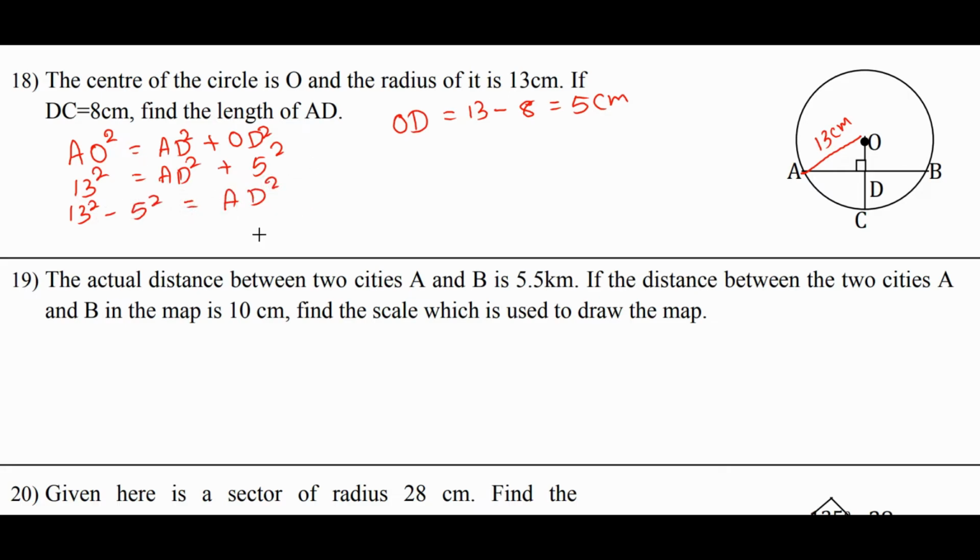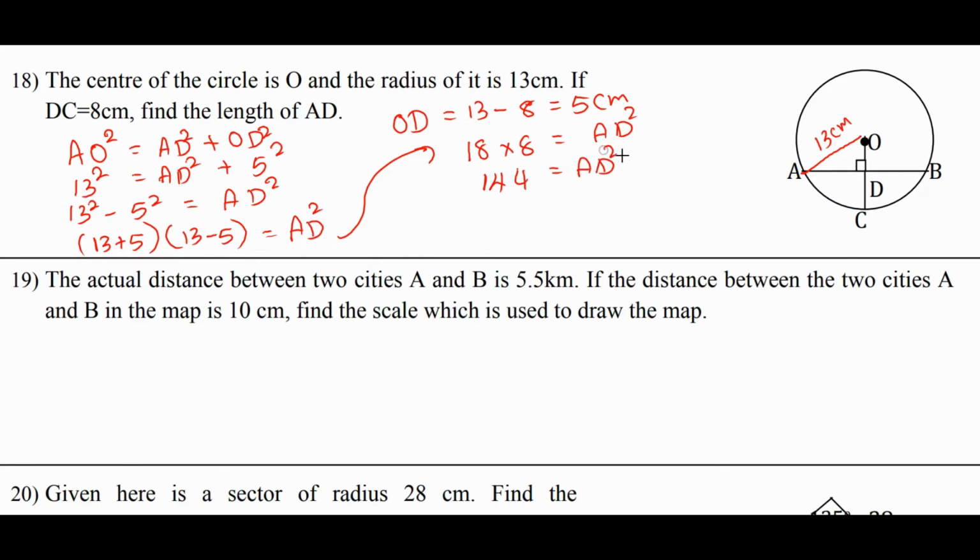Then I can factorize this using the difference of two squares. That means 13 plus 5 into 13 minus 5 should equal AD squared. I'm continuing the question here. 13 plus 5 is 18, 13 minus 5 is 8, so 18 into 8 equals AD squared. We know the value 144 equals AD squared. Then AD is equal to root 144. Then the value should be 12 centimeters, equal to AD. Question number 18 is done.